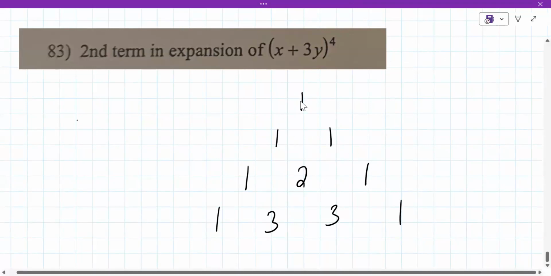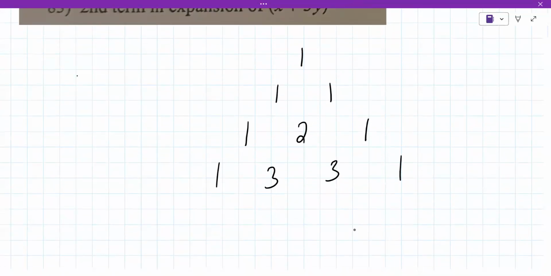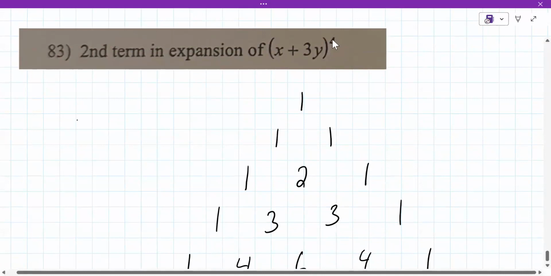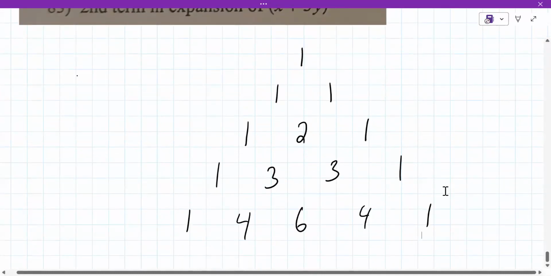So notice the number of entries goes up by 1 each time. 3 plus 3 is 6. 1 plus 3 is 4. 3 plus 1 is 4. Yes, there is a symmetry that you will see. Now you might be wondering why we went to this one. It's because it's a power of 4. 4 means you go up 1 more.